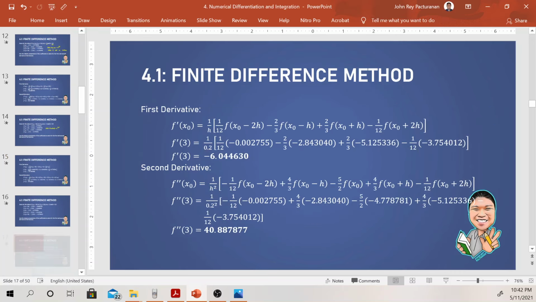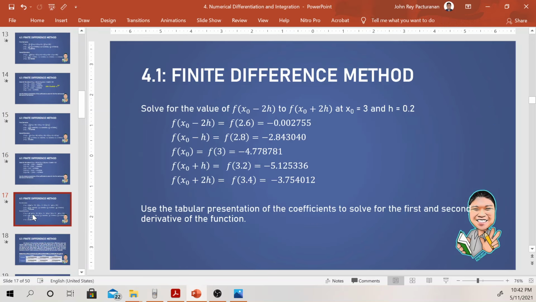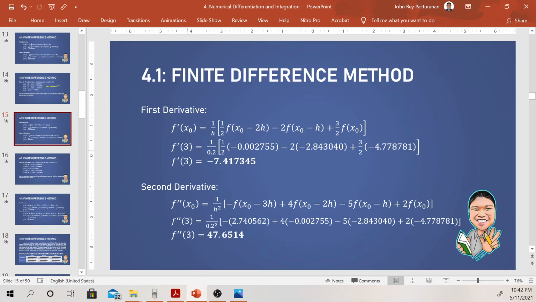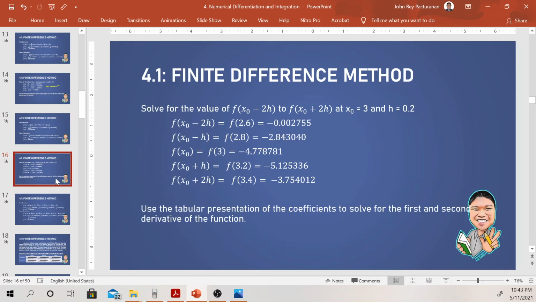Okay? So, i-pause nyo muna tong video na to. Central na to eh. I-pause nyo muna to, no? Tapos, tingnan nyo kung tama itong numerical calculations ko. Pero feeling ko naman tama ito. Proceed na tayo sa central finite difference, no? Tapos na tayo sa forward, tapos na tayo sa backward. Ito naman yung central. So, same process.